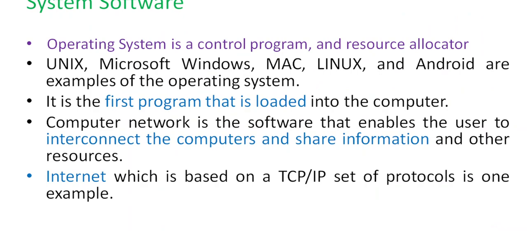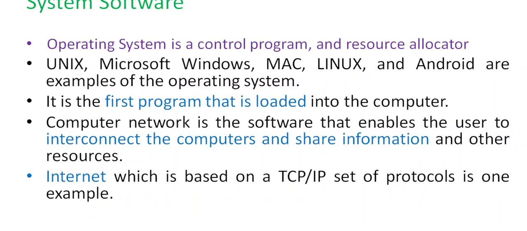Some discussion on system software. If you consider the system software, the most fundamental one is the operating system. The operating system has to be loaded into the computer. Without loading the operating system into the computer, you cannot do anything. The operating system is a control program and resource allocator. It controls the computer and also various other devices like keyboard, mouse, etc. And it also allocates the resources of the computer, in the sense that you have CPU, RAM, hard disk, etc. They can be considered as the resources.